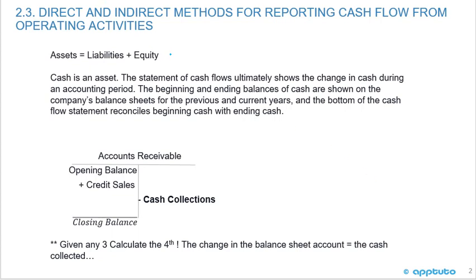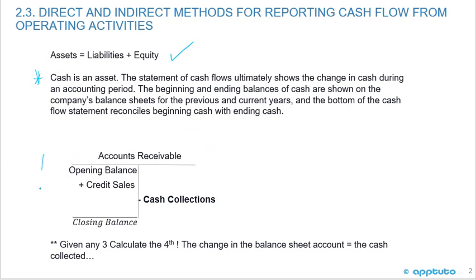So let's just start with the accounting equation: assets equals liabilities plus equity. Well, cash is an asset. The statement of cash flows ultimately shows the change in cash during an accounting period. The beginning and ending balances of cash are shown on the company's balance sheet for the previous and current years, and the bottom of the cash flow statement reconciles beginning cash with ending cash. So that's a link between the cash flow statement and the balance sheet.